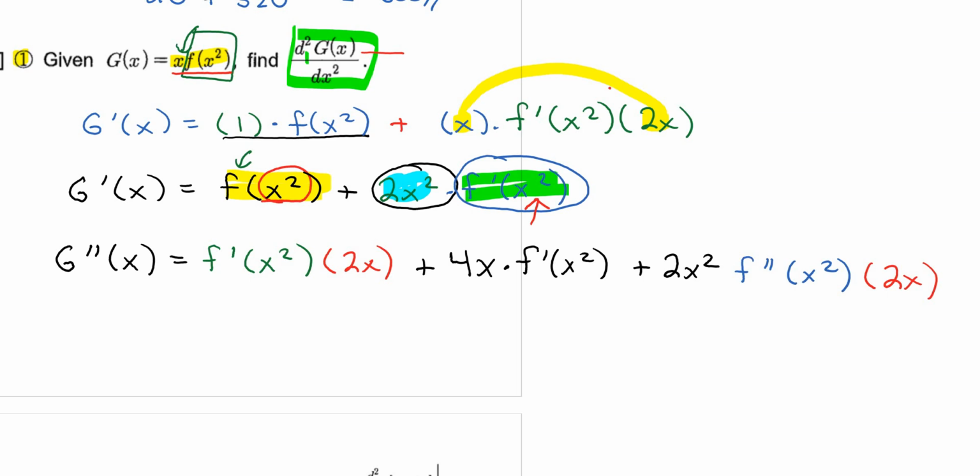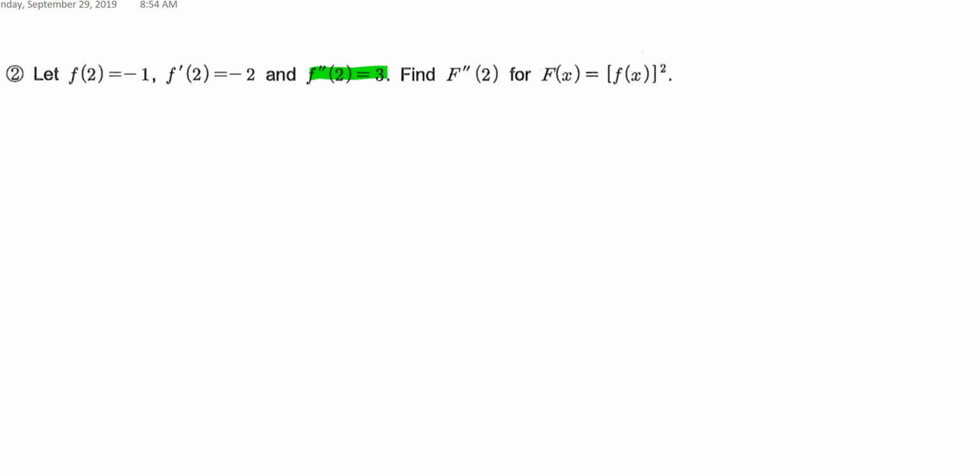I'm just going to switch to the next document here. We're now moving on to example 3, question number 2.